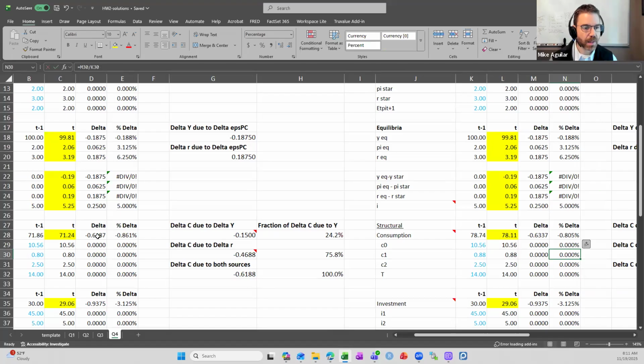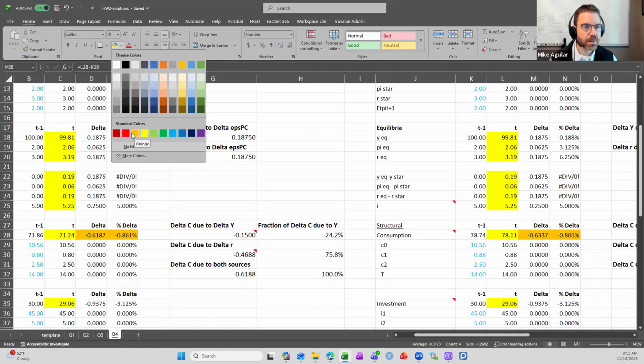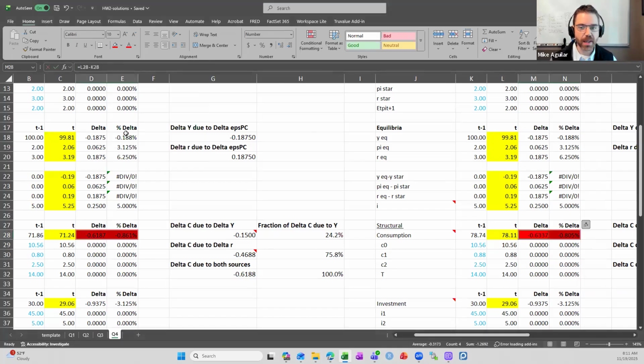Let's compare. Let me see if I can highlight these for you in red. Okay. Take a look at what's highlighted in red. These are the changes in consumption due to the same shock, PC, same magnitude shock, 4. On the left is the original, and it was down 0.6187. And over here on the new one is minus 0.6337.